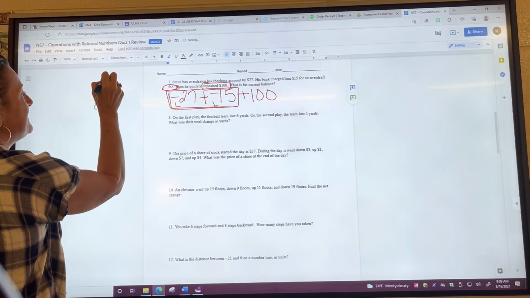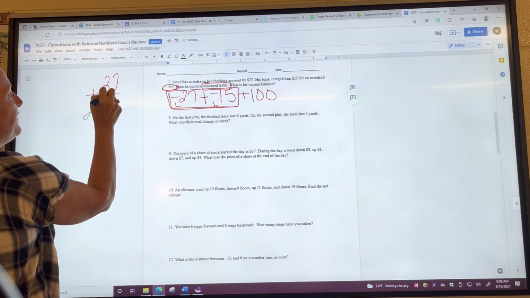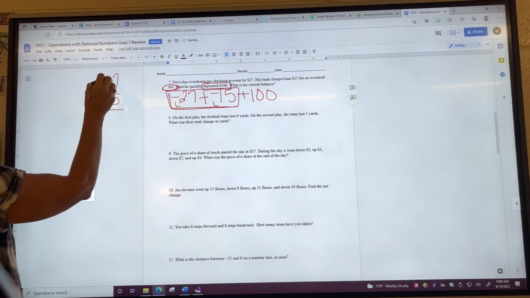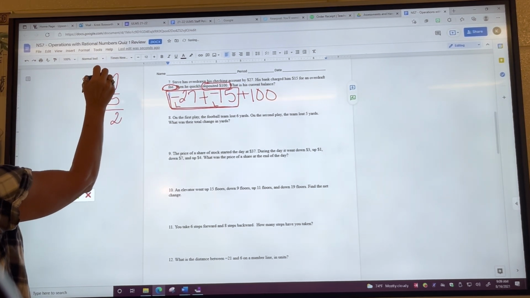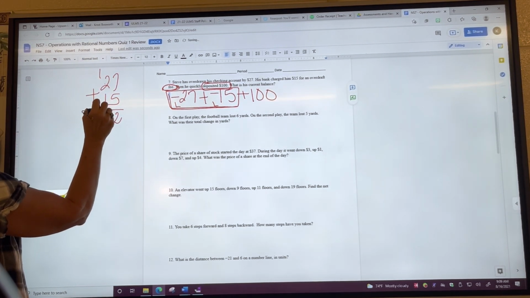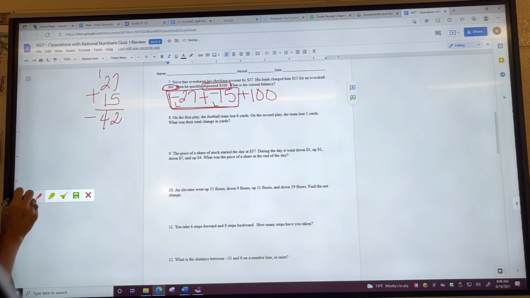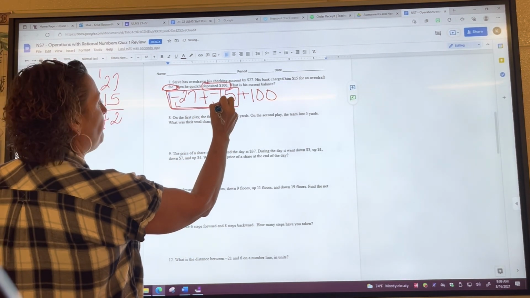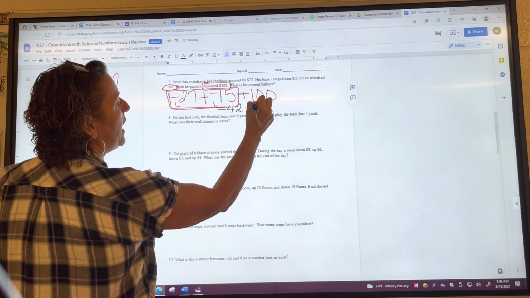Okay, so 27 plus 15, because we do the math. Remember, we just do the math, then we get our sign. So we're going to add. 5 plus 7 is 12. Carry your 1, 2, 3, 4, 42. And it's going to be negative because we add and keep, right? We add and keep. So now what do we have right here? We have a negative 42 plus 100.